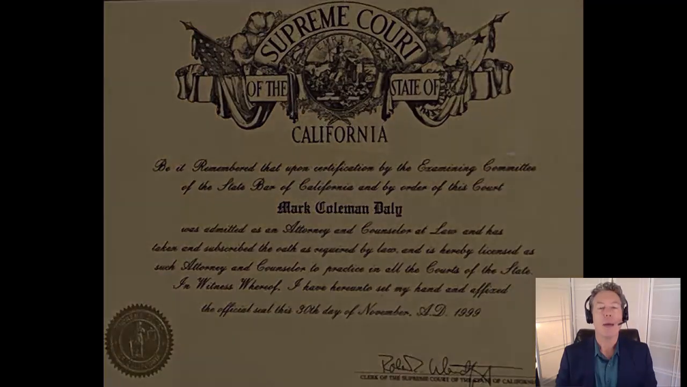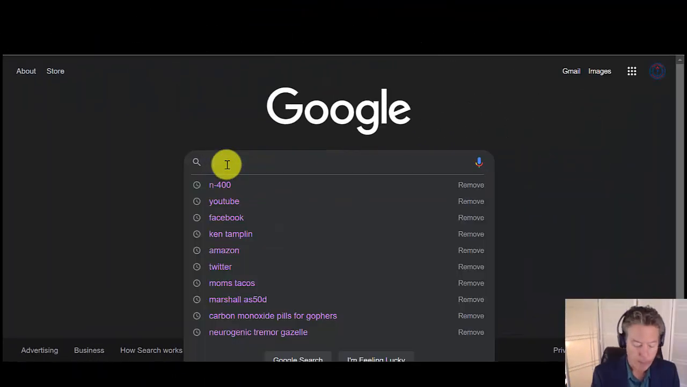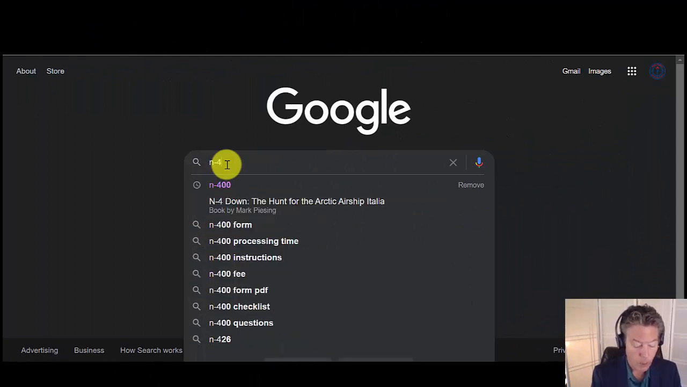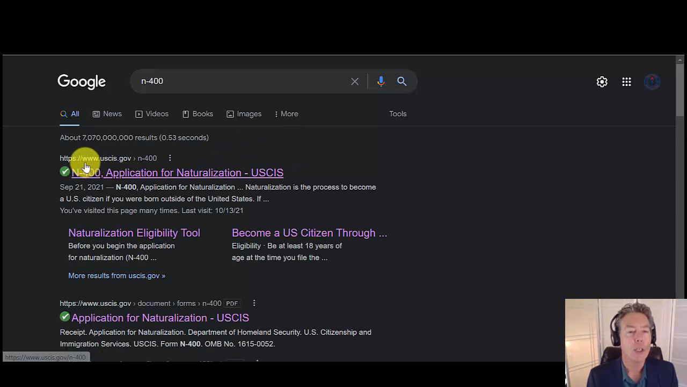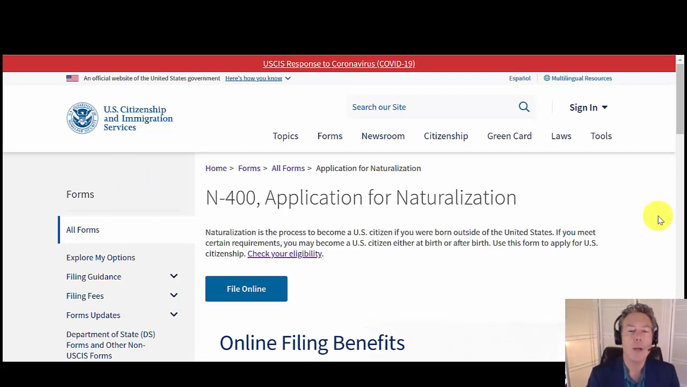So I'm going to assume you know nothing about the N400, and we're going to start with the real basics. And that would be the Google machine, right? So we're going to type in N400, just like that. And the first thing that comes up, you want to make sure is USCIS.gov, Application for Naturalization. So here we are, the N400 Application for Naturalization on the USCIS website.